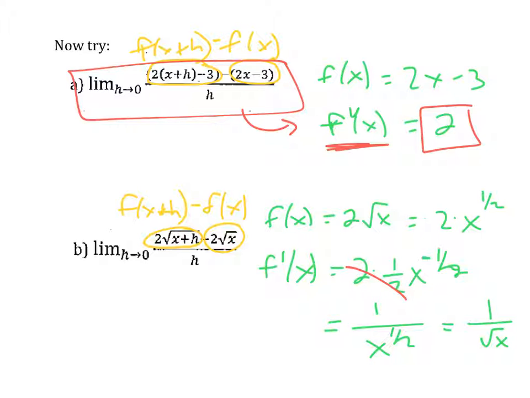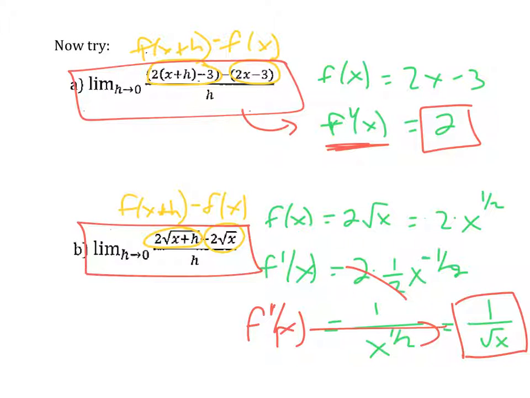So I still had this 2 out front, times the derivative of x to the 1/2, which is 1/2 x to the 1/2 minus 1, which gives me a negative 1/2. The 2's cancel, giving me x to the negative 1/2, which is 1 over x to the positive 1/2, which is also equal to 1 over radical x. So that is f prime of x that I found, and that is what this limit represents. So I found the derivative. There's one more step that we should be able to take this to.